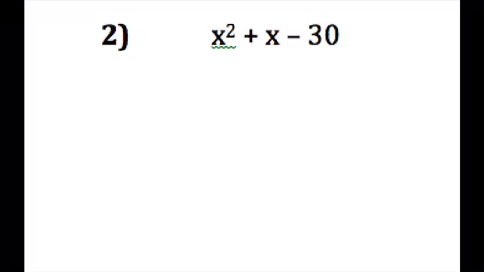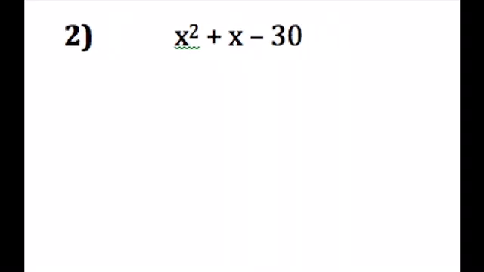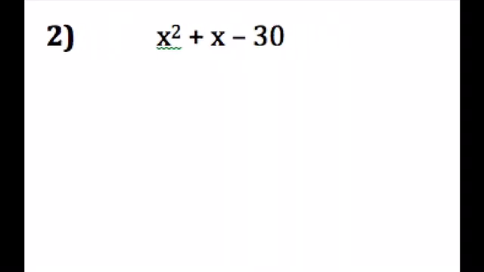Okay, let's do some more of these. Okay, here's number 2. Go ahead and write it down. It's x squared plus x subtract 30. We are looking for, first of all, is there a GCF? No. So we are looking for two numbers that when multiplied, I'm going to go ahead and draw my X games over here, that when multiplied give me negative 30, and when added give me a positive 1.